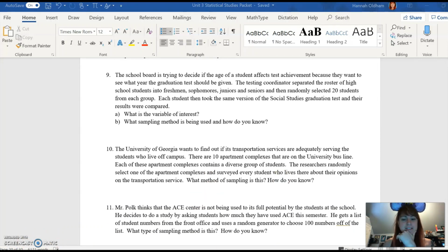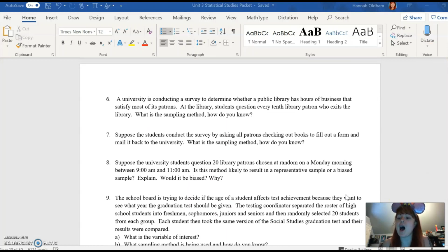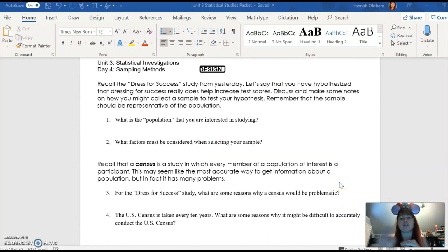Oops. The screen went away. All right. And hope you're all doing good. Make sure that you're reaching out to me if you have any questions about your surveys or if you're having any issues with collecting data.